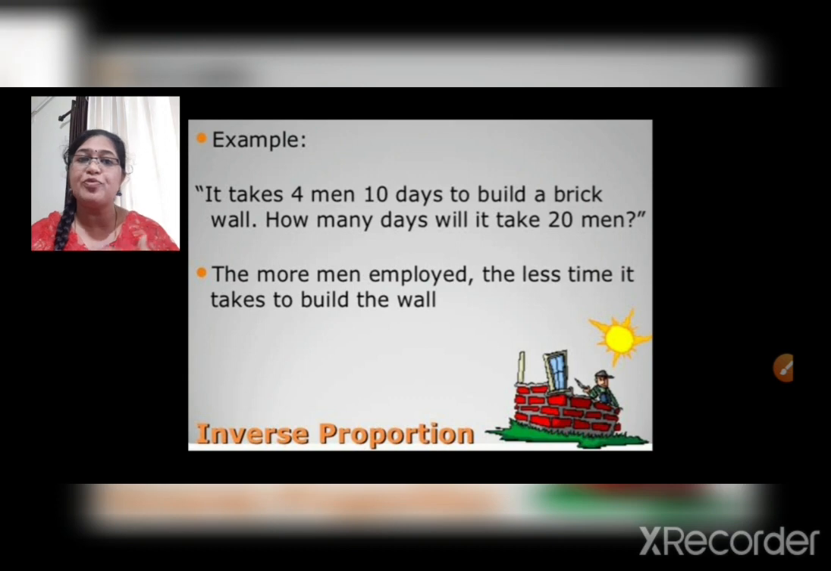Okay, when the number of people increases, what happens? Many of them are working together, so the work will be done sooner, right? The more men employed, the less time it will take to build a wall. So when the number of people is increasing, the days taken to complete the work are decreasing. When one is increasing, the other is decreasing, so we can tell that it is inverse proportion. Okay, now let us see the next example.